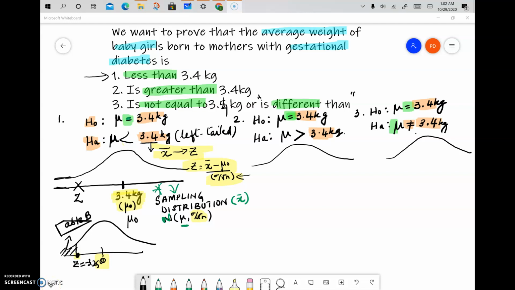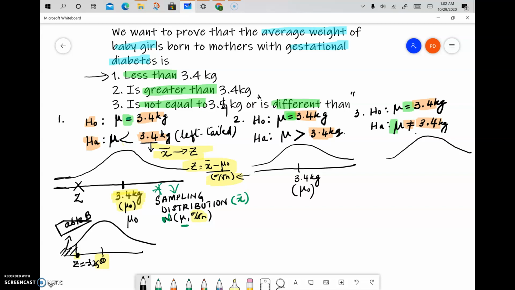Now let's look at the second example. Mu is equal to 3.4 kilograms. So in the sampling distribution, we make the assumption that the center of the distribution is assumed. Remember, we're making that assumption. That's why that's equal to mu naught. So in a hypothesis test, let's say for the sake of argument, 3.4 kilograms is the mu, and therefore we don't call it mu, we call it mu naught.